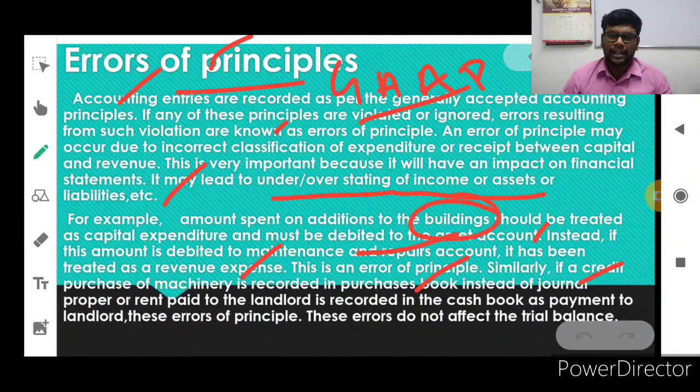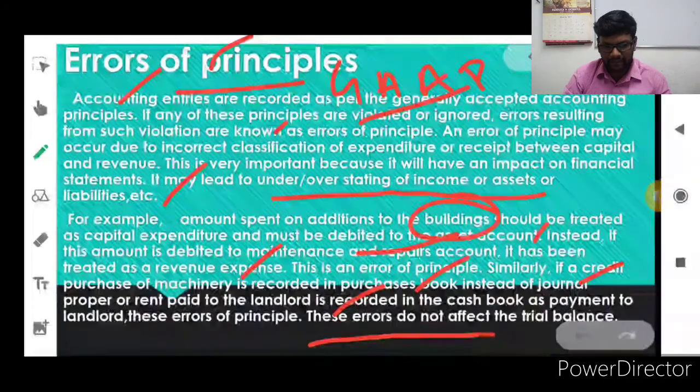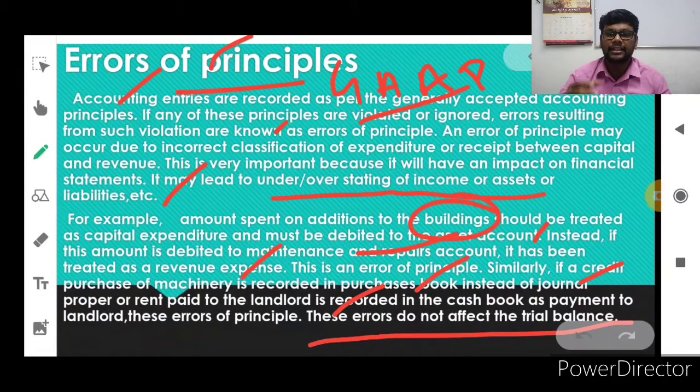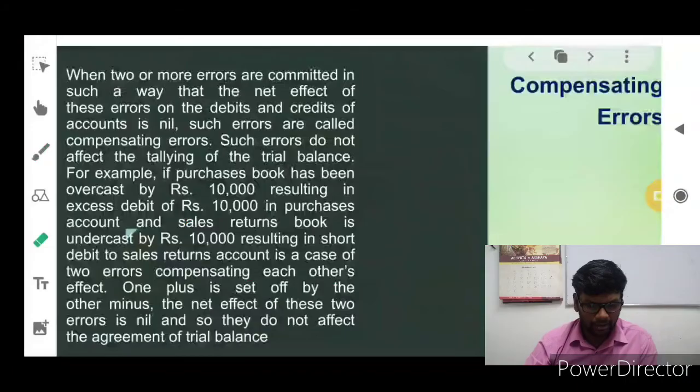Similarly, rent paid to the landlord will also not be entered in the cash book, isn't it? So this kind of error will not affect the trial balance. Anyway, it is violating rules and regulations, so it is an error of principle. When two or more errors are committed in such a way that the net effect of these errors on the debit and credit of the account is nil, such errors are called compensating errors. Such errors do not affect the tallying of the trial balance.